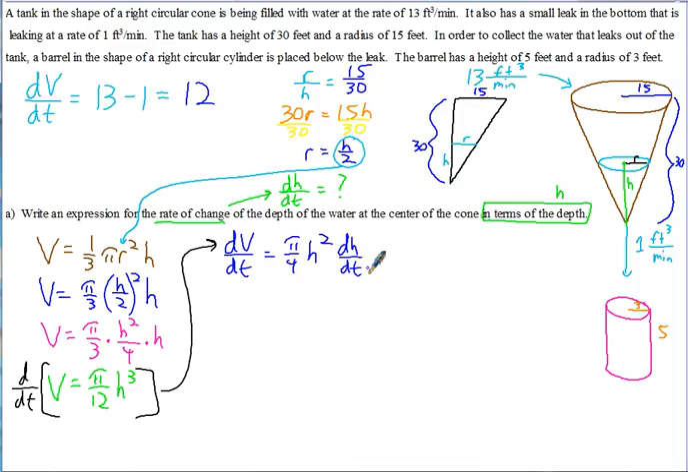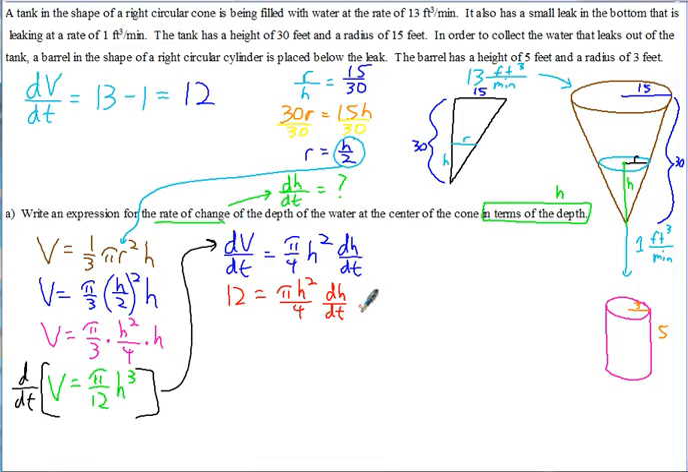Then we can plug in what we know. We know dV/dt is 12. And I'm going to write this a little way that's going to be a little easier for our next step. It's pi h squared over 4 times dh/dt. And remember, it said our answer is going to be in terms of the depth h. So we don't need to know what h is here and go back to the original equation to find it. We can have h in our answer.